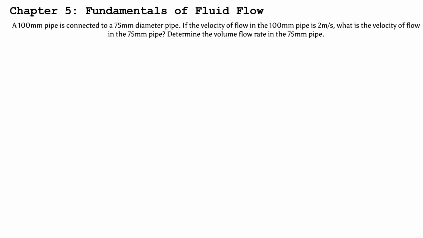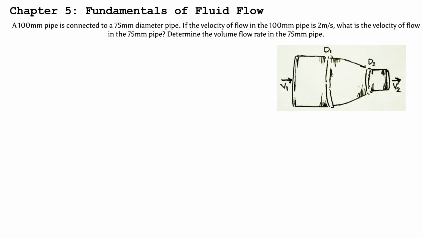So here's the problem. A 100 mm pipe is connected to a 75 mm diameter pipe. If the velocity of flow in the 100 mm pipe is 2 meters per second, what is the velocity of flow in the 75 mm pipe? Determine the volume flow rate in the 75 mm pipe.